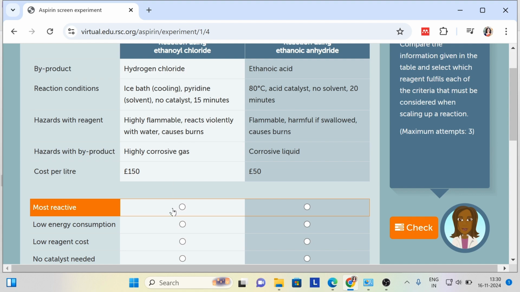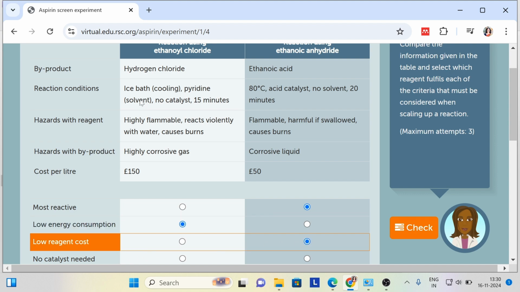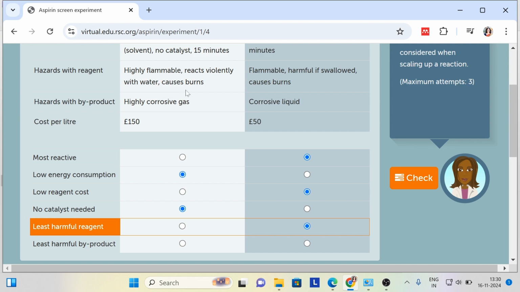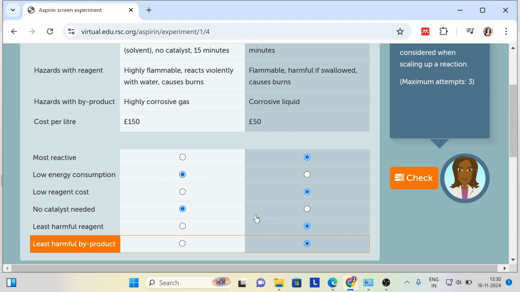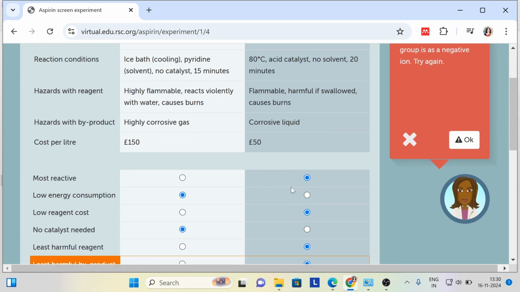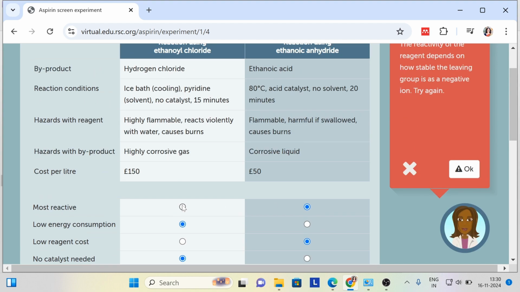Let us compare. Who is the most reactive? This one is most reactive. Low energy consumption: in ethanoic anhydride we use 80 degrees, while here it is not needed, so low energy consumption is here. Low reagent cost: you can see the per liter cost is low here. No catalyst needed here, but we need it there. Less harmful reagent here, because the other is highly corrosive, highly flammable. Least harmful byproduct, I think here. So if I click on check, we'll find that the reactivity of the reagent depends on how stable the leaving group, a negative anion, is. So what is wrong here is no catalyst needed, low reagent cost, most reactive.